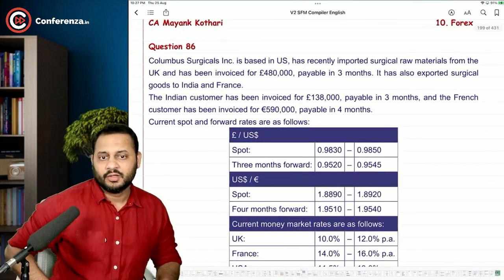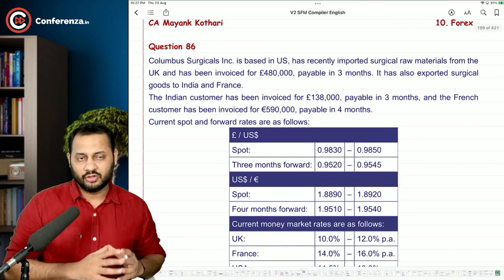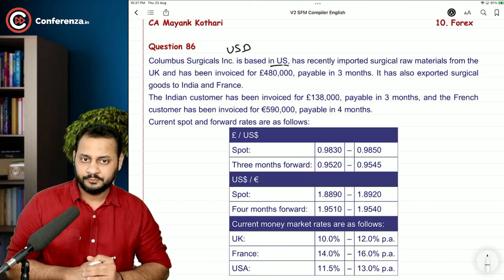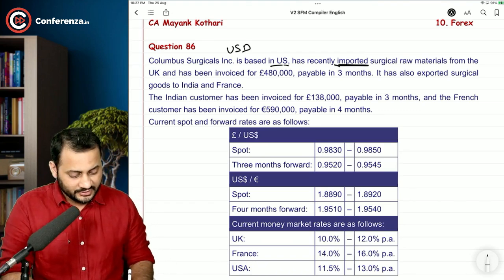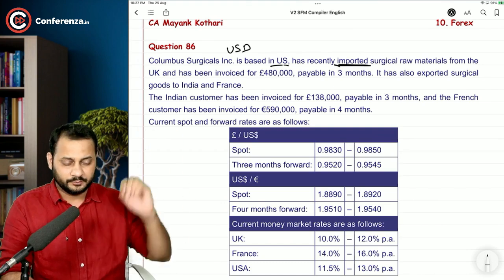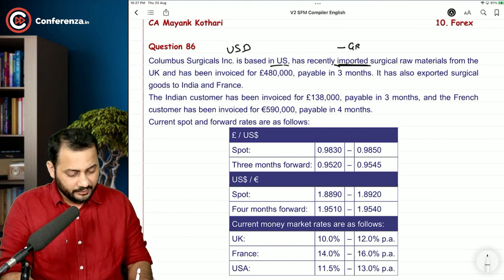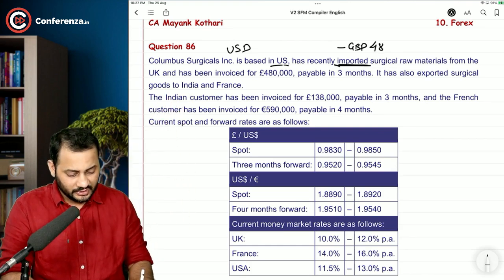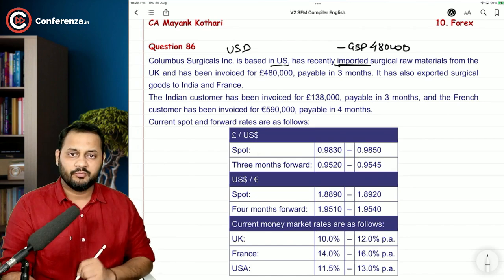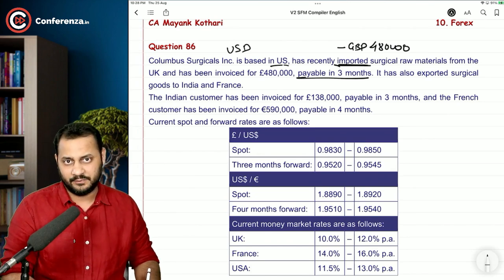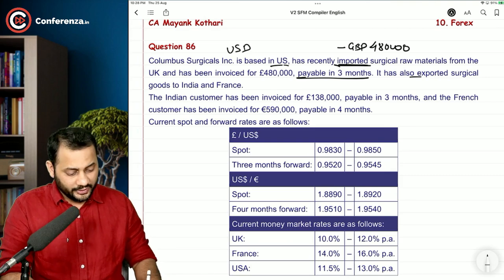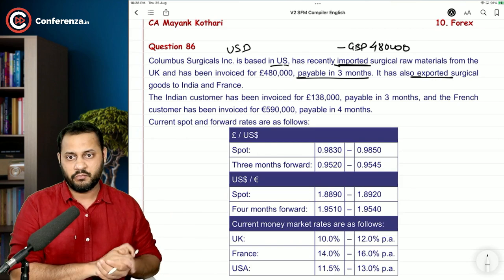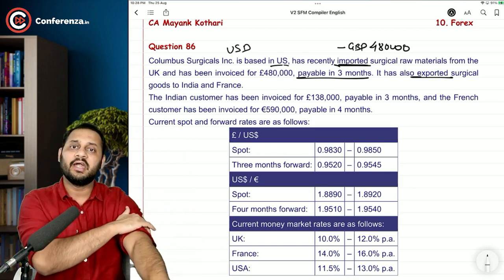This is interesting. Columbus Surgical Incorporation is based in the US, so our home currency is the US dollar. It has recently imported surgical raw material from the UK. So we have a GBP payable and have been invoiced for 4,80,000 pounds. We have to make this payment in 3 months' time. It has also exported. So we are the importer and exporter both in this question.